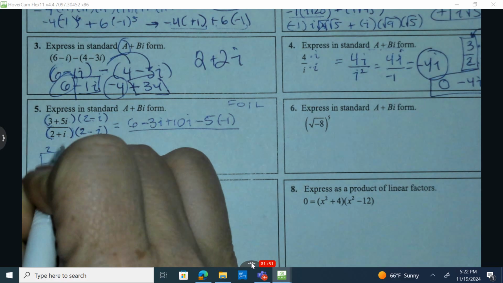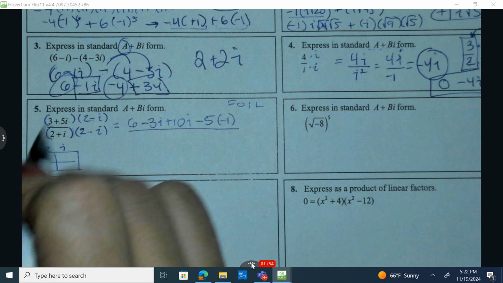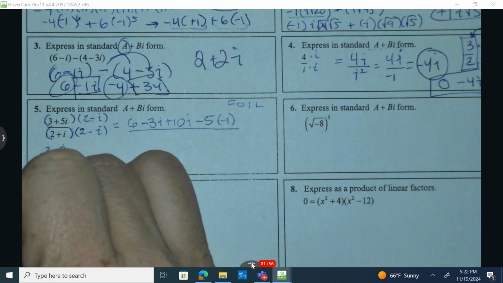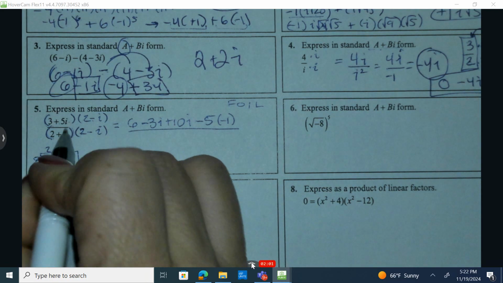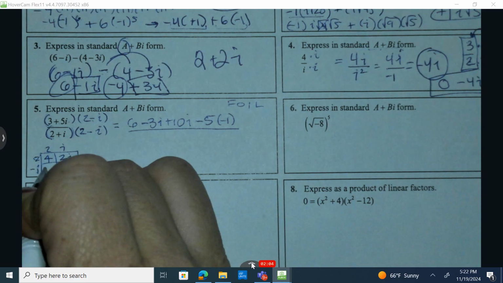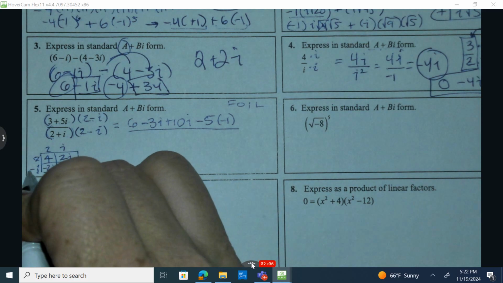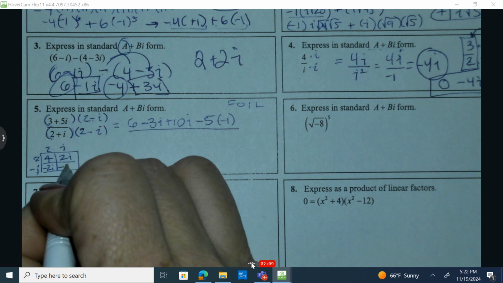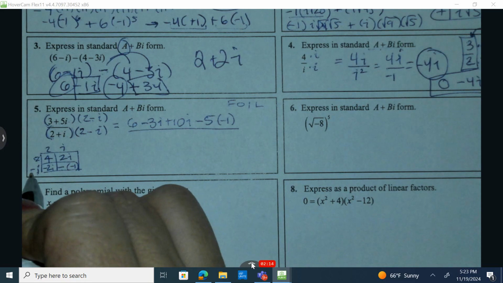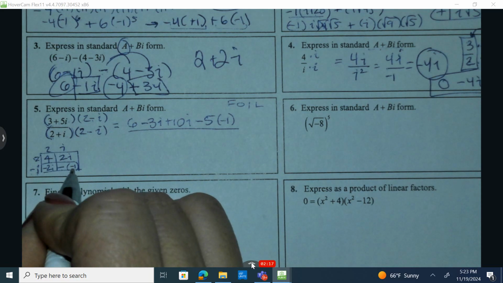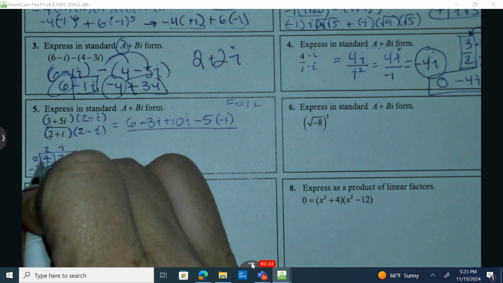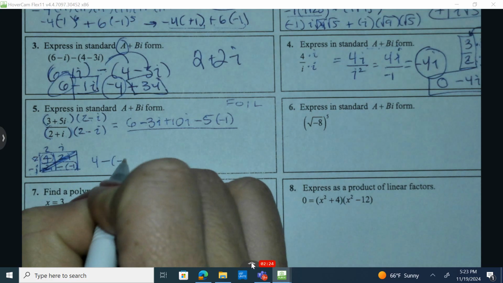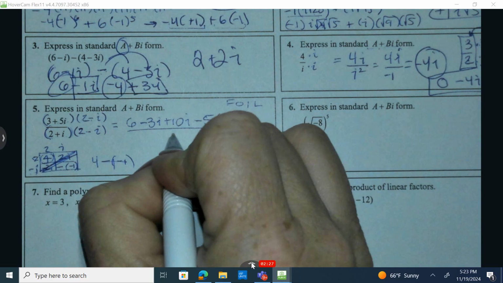Here's 2i. Then this 2i can go on top or it can go on the vertical side. And then here's 2 minus i. 2 times 2 is 4. 2 times i is 2i. 2 times negative i is negative 2i. And negative i times i is negative i squared. But I'm not going to write i squared in this position. I'm going to write negative 1. Remember, this negative comes from what's in front of the i. i squared is equivalent to negative 1. These are additive inverses. They cancel out. And I'm left with 4 minus a negative 1, which is the same as 4 plus 1, or 5.